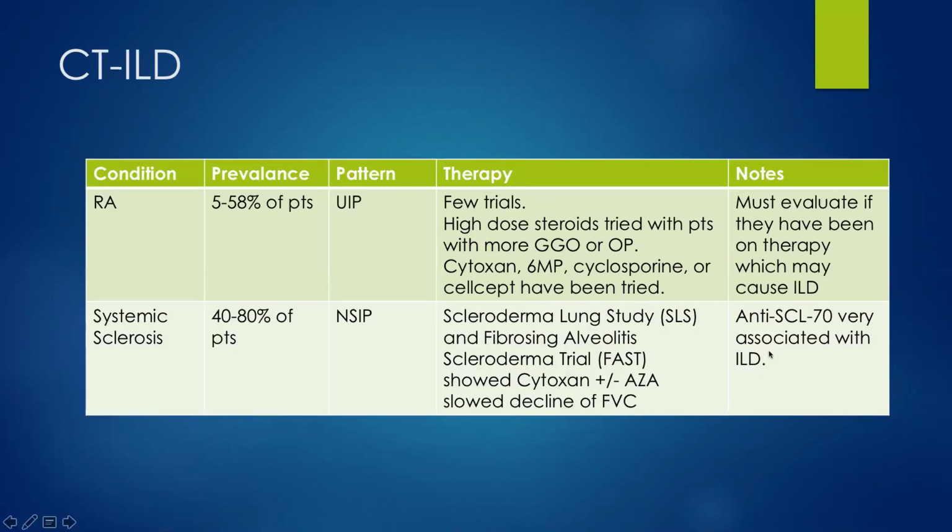Anti-SCL70 is something I send all the time, and it's very well associated with ILD. So even if you have a scleroderma patient who doesn't have any ILD yet, if they're SCL70 positive, you need to watch them because they're very likely to develop it in the near future.